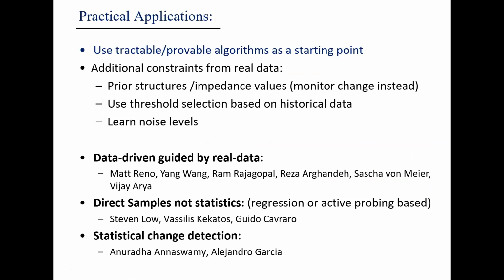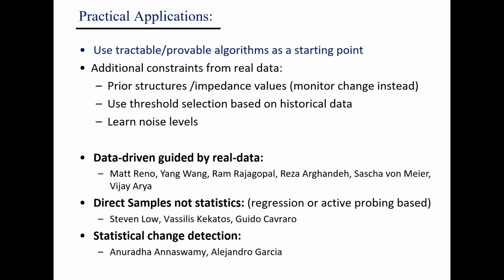Additionally, which is very important in real world deployment, you should use additional constraints from real data. For example, as I mentioned, if you had some information about the structure, or about the kind of impedance values that you have, you can use a Bayesian learning framework where you use the prior information properly and try to find solutions which are near the prior information that you have. This implies that you assume your system is more or less close to what you already thought it was. So you're just monitoring for small changes and not starting your learning algorithm, or a search for a true solution, from scratch.